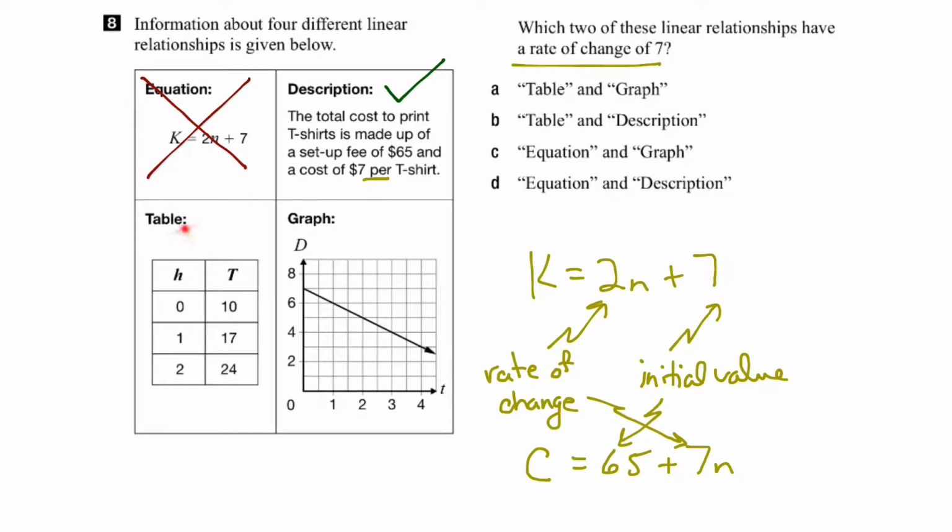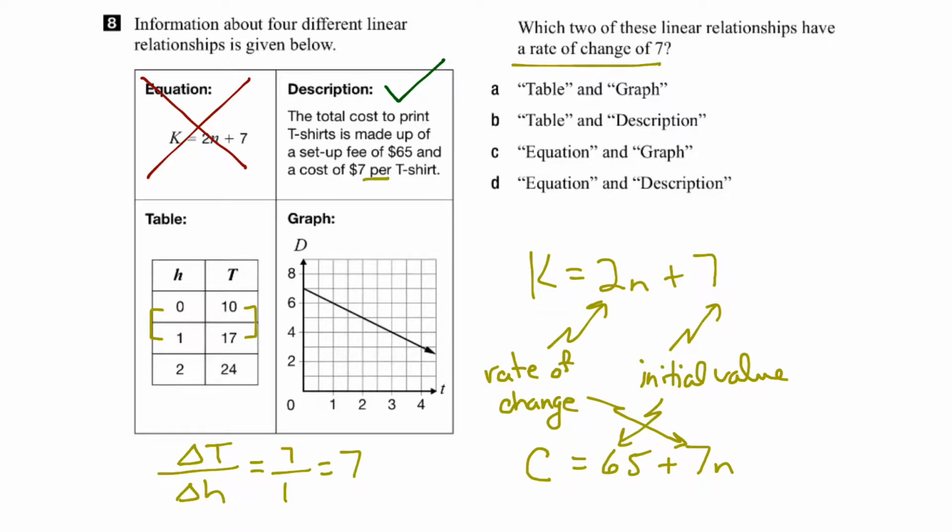Now let's look at the table. In this case, the rate of change would be given by the change in t divided by the change in h. And you can pick any 2 points, these 2 here or these 2 here, and it should be a constant. So why don't we pick the first 2 points and see what we get. So the change in t would be 17 minus 10, or 7, and the change in h would be 1 minus 0, or 1, which gives us a rate of change of 7.